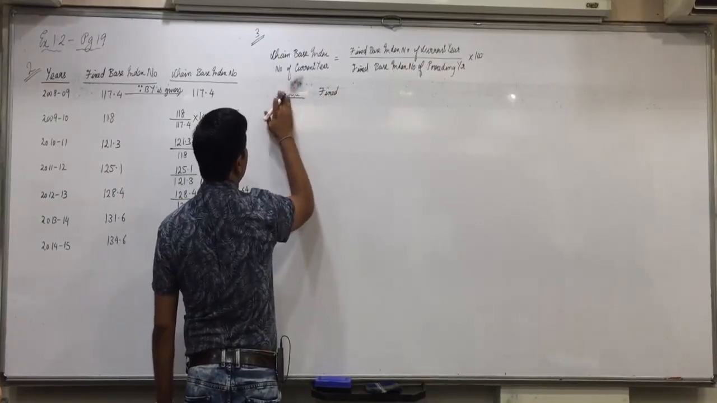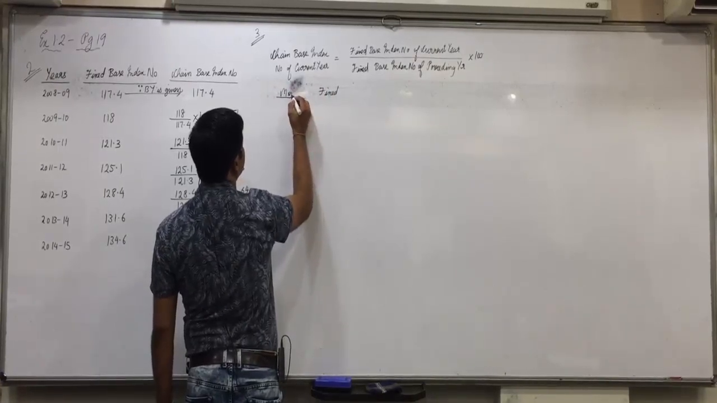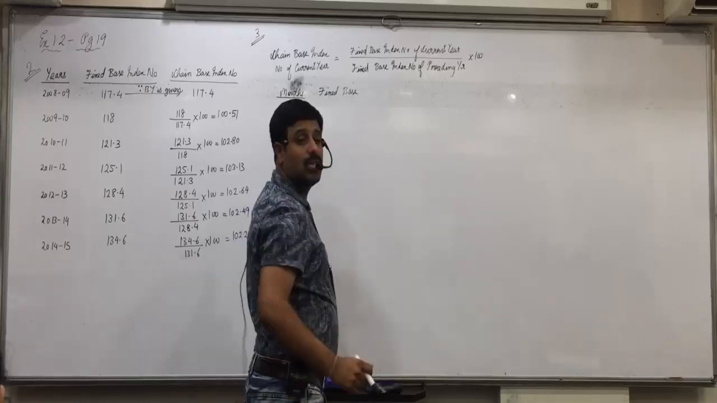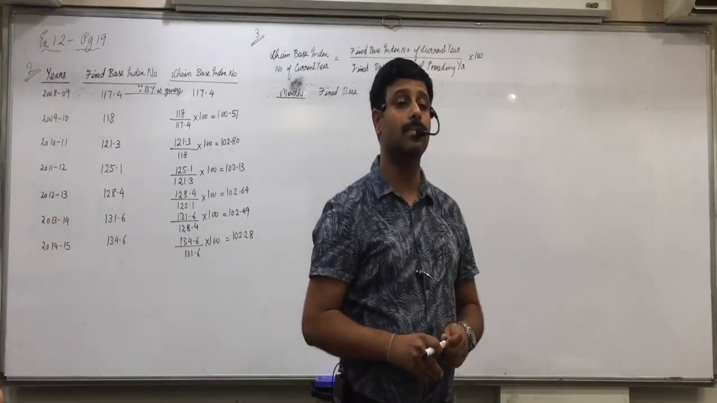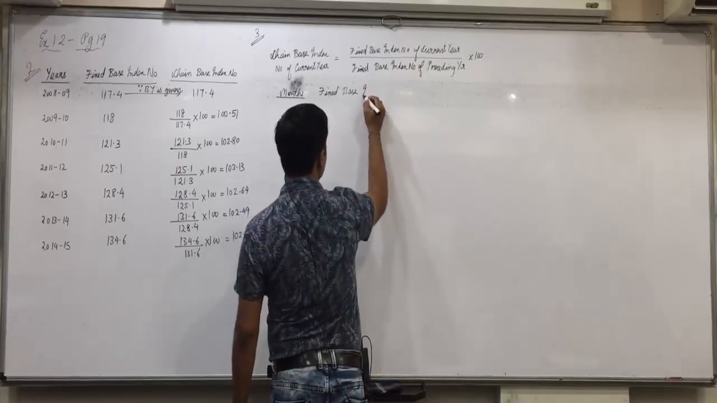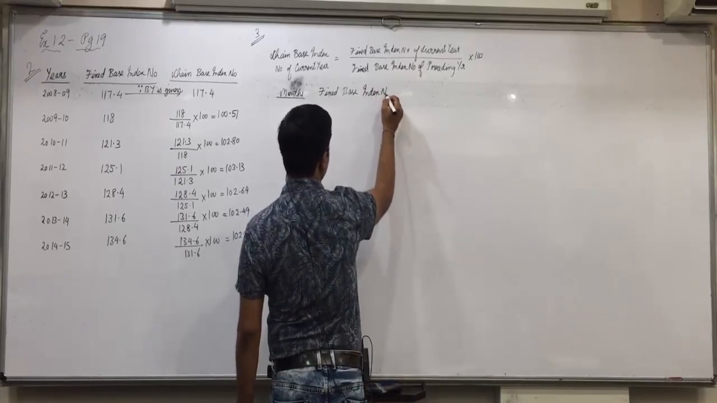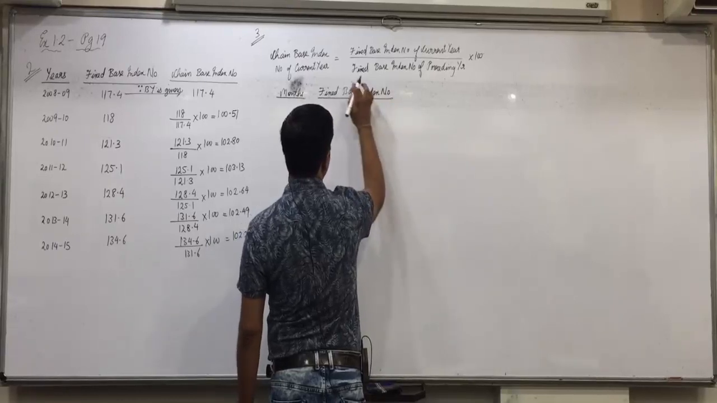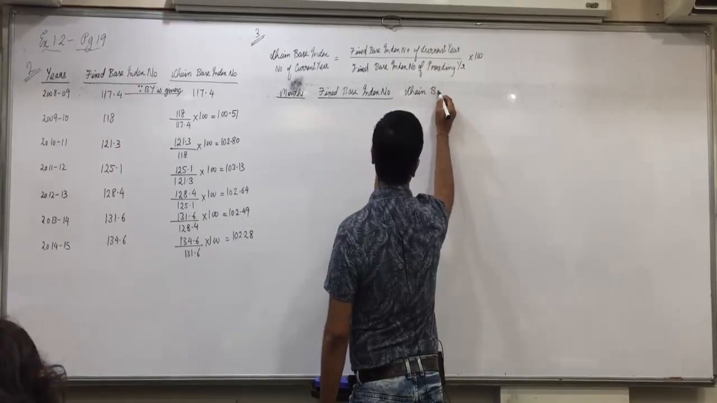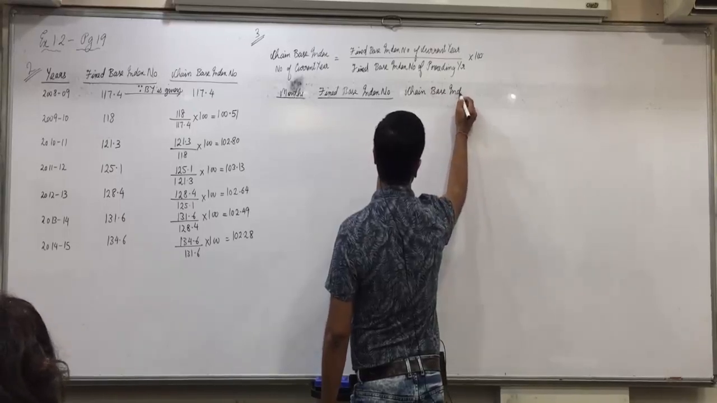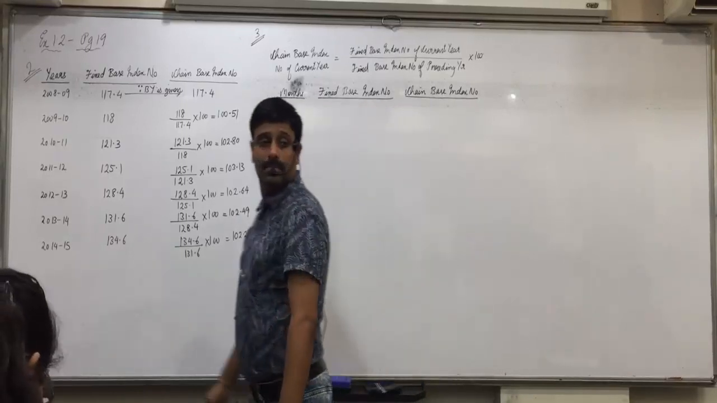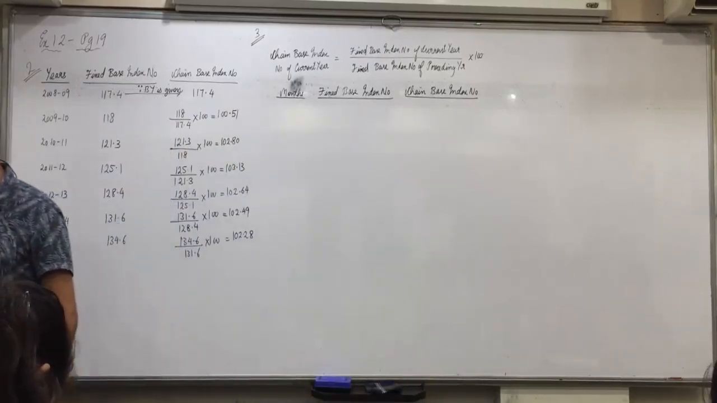Instead of years, now you have months. Who's talking in between? Months, fixed base index number, chain base index number. Did everyone write the formula at the top first? Shivang, why are you continuously speaking?